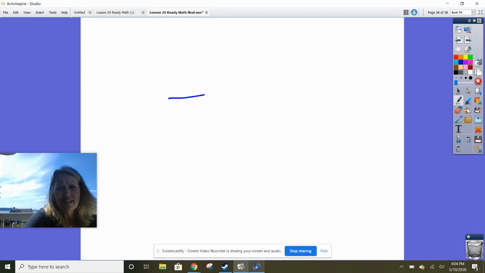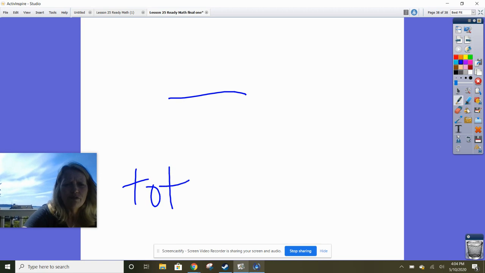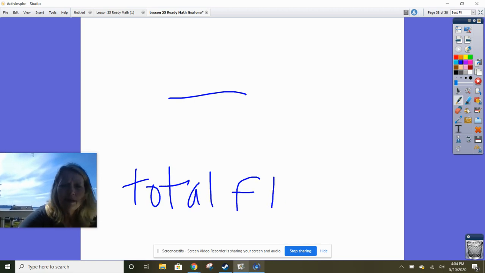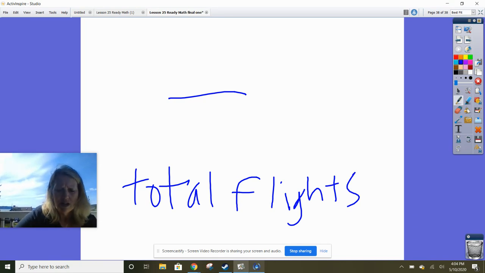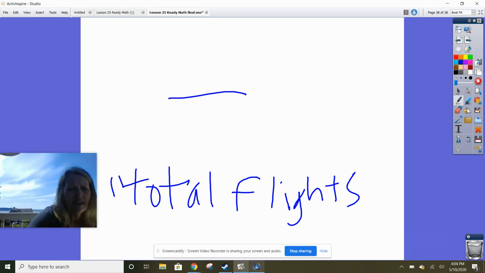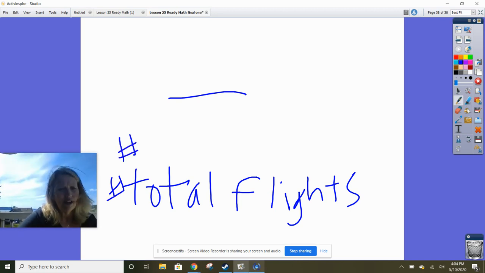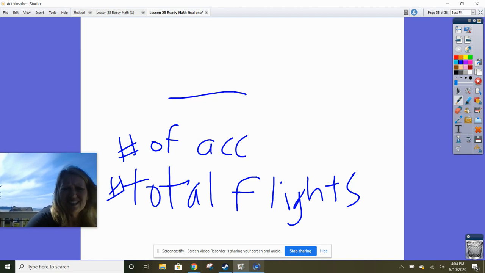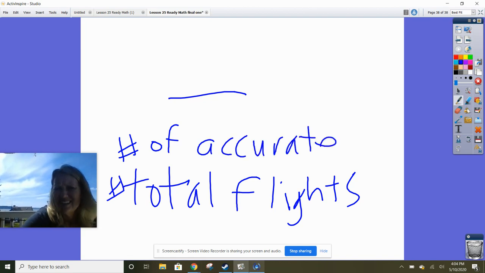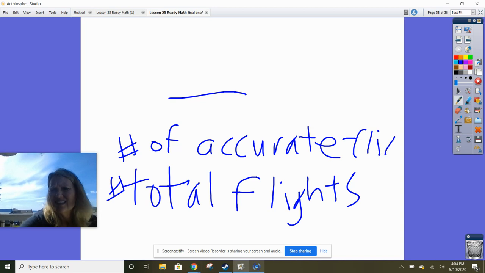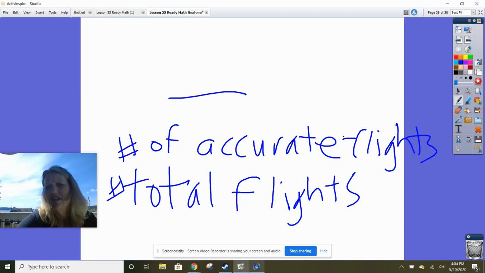So if you did a total, let's see, you need these two numbers. You need your total flights of when you started keeping data. I know you do some practice runs just to see how it's going. So you need total flights, and then you need the number of flights where the airplane landed on your piece of paper. Okay, so number of accurate flights. Sorry, it's messy, but you know what I mean.